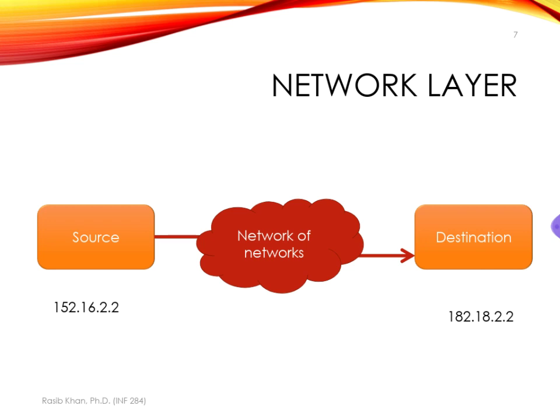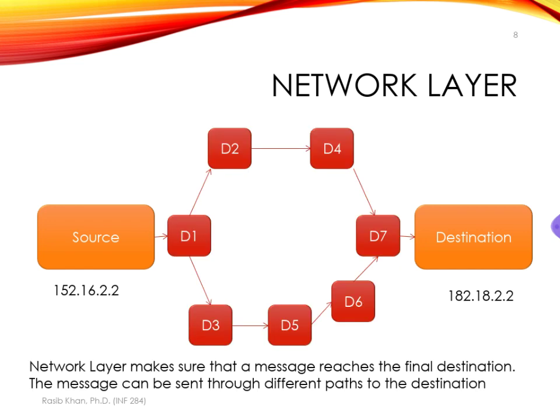So let's try to understand how the network layer functions in the process of a packet being transferred from the source to the destination. We have a source trying to send a message to the destination with two different IP addresses, and the packet will be routed through a network of networks. Let's say the source is connected to D1, which is a part of the complex network that we have, and the destination is connected to D7, which is on the other end of the complex network.